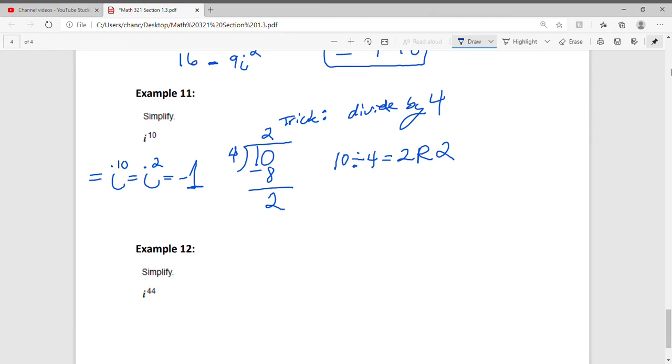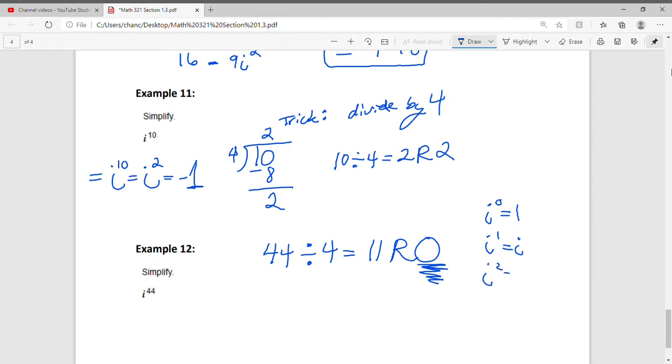Example 12 is the same way. Let's take 44 divided by 4. I get 11 remainder 0. I only care about the remainder. Remember, the pattern repeats. i to the 0 equals 1. i to the 1 equals i. i squared equals negative 1. i cubed equals negative i. That's the only 4 you really need to know, because the remainder after you divide by 4 is going to be 0, 1, 2, or 3.